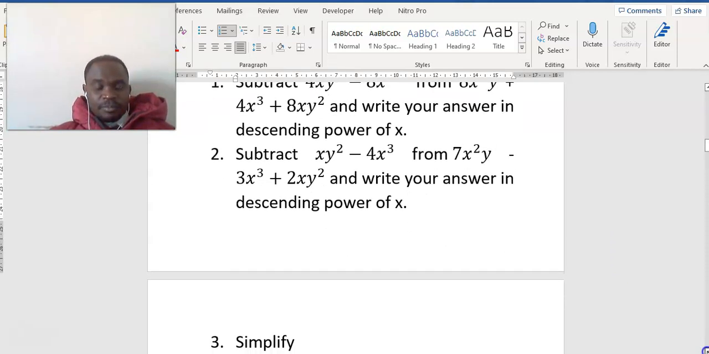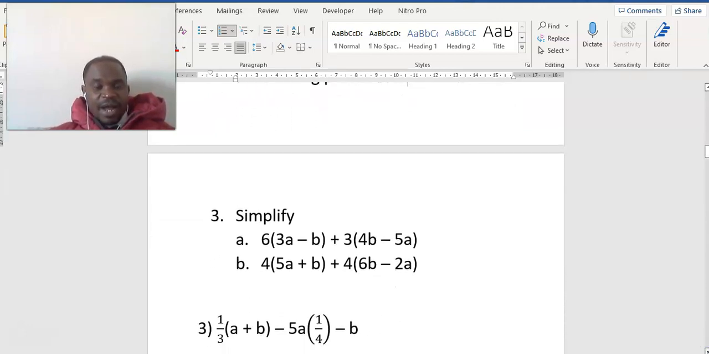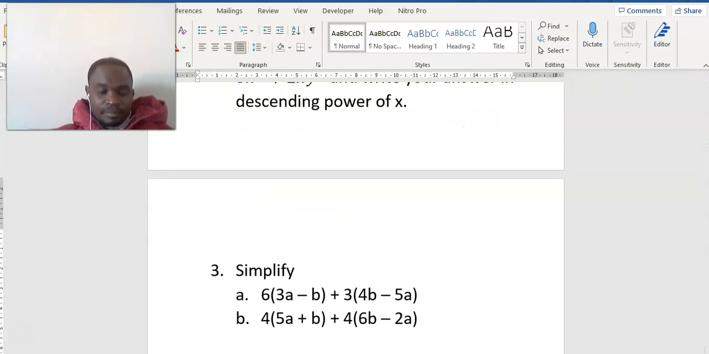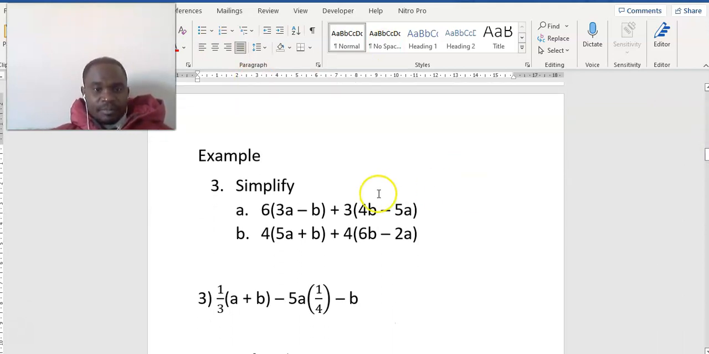Good. Let's move on. The next thing we are going to look at is simplify. This is the next example. We are told to simplify this one. How are we going to simplify that one?